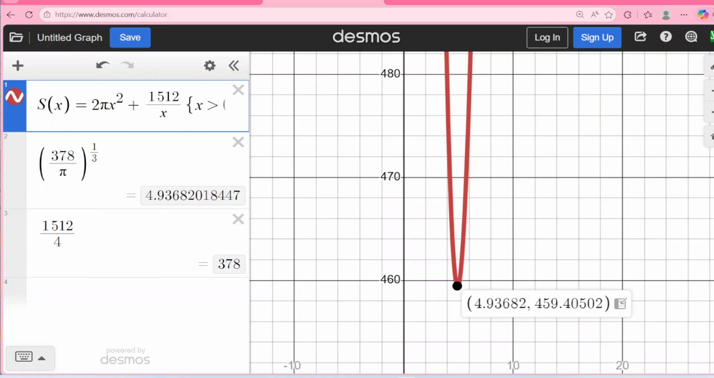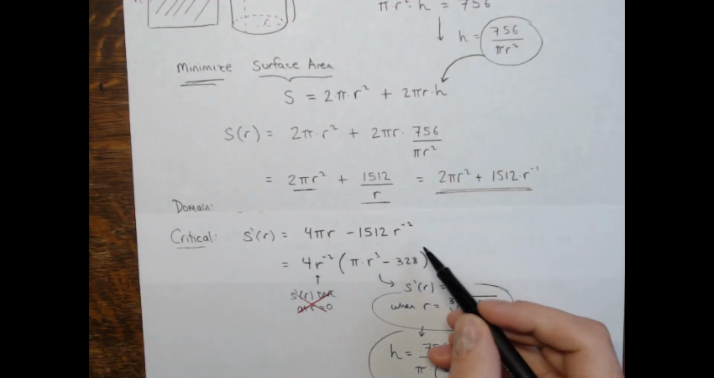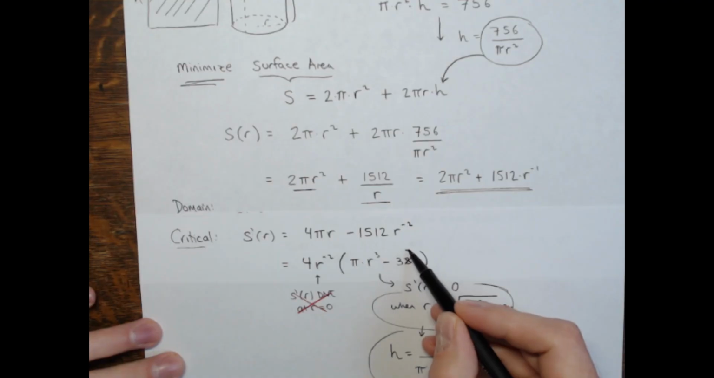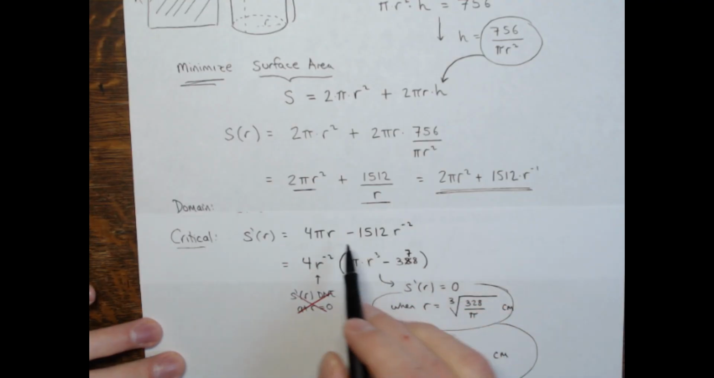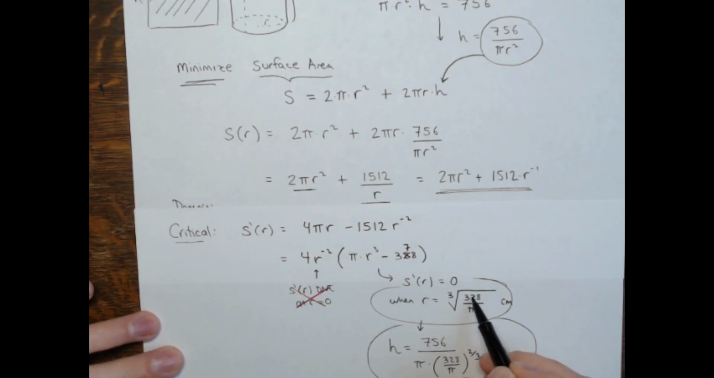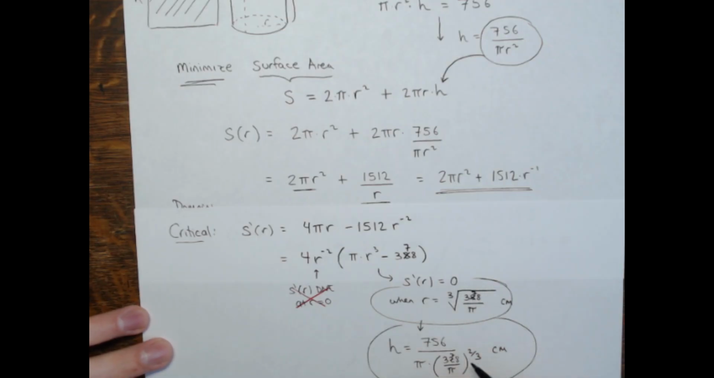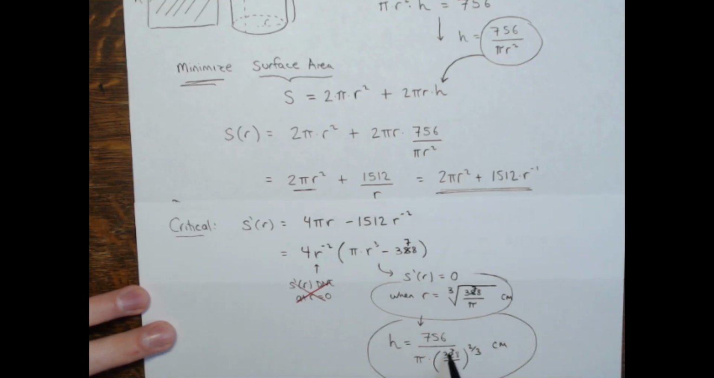Okay. So again, my apologies. This should be not 328, but 378, when I pulled out that 4r to the -2. My bad. All right, so this will be 378 over pi cube root for the value of r. That'll give you the minimum surface area. And then down here, this will be 378 over pi to the 2/3.